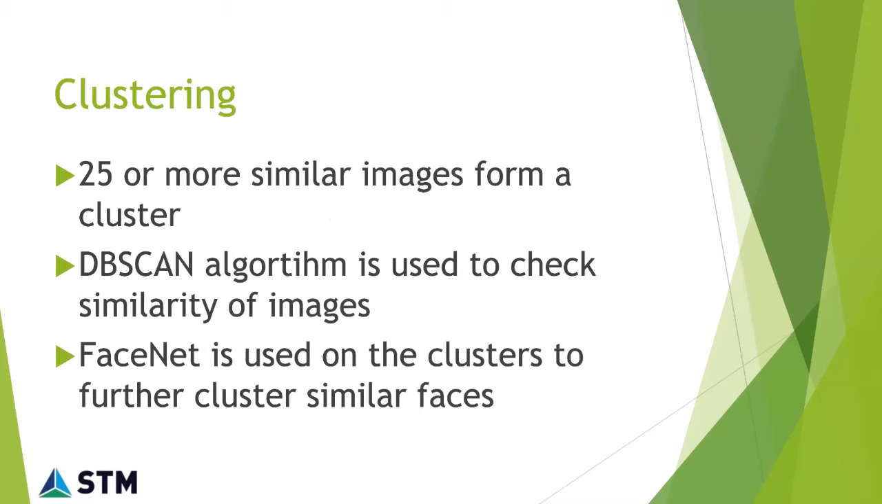In the clustering phase, we use some algorithms to group the images into clusters. In this phase, the DBSCAN algorithm is used to check the similarity of the images. If 25 or more similar images are found, they form a cluster. Then FaceNet is used on the clusters to further cluster the similar faces. So we get distinct clusters of similar looking faces in our data set.